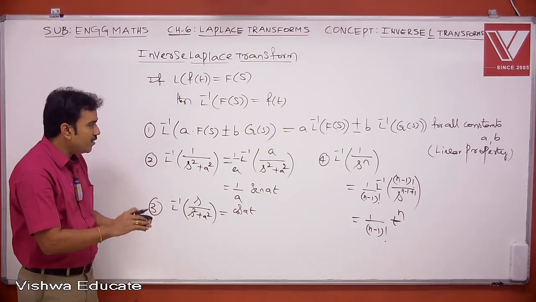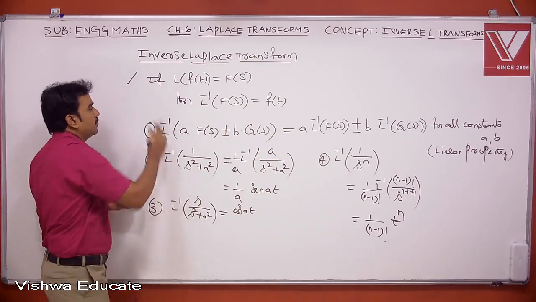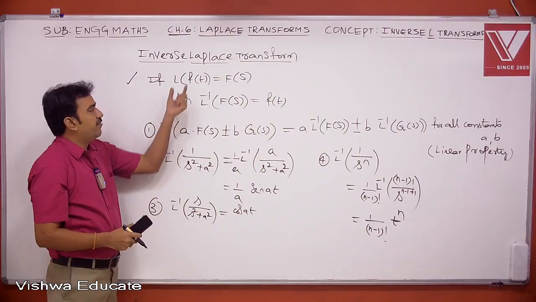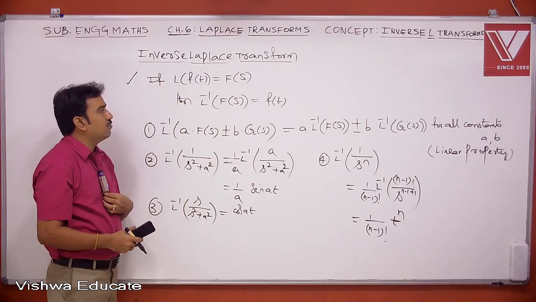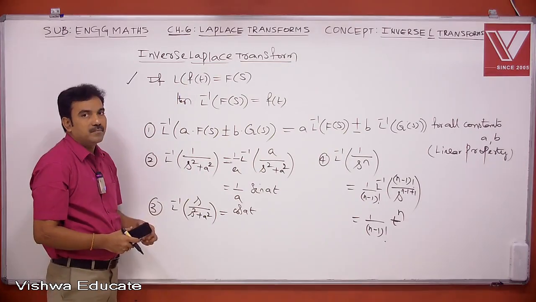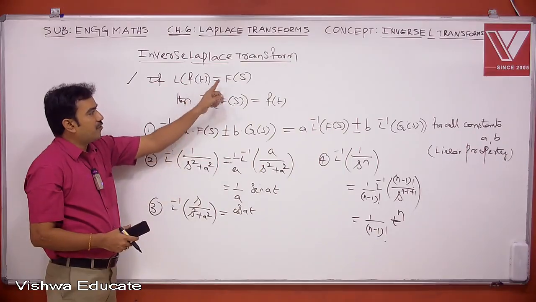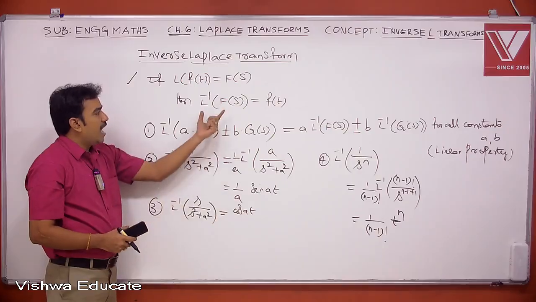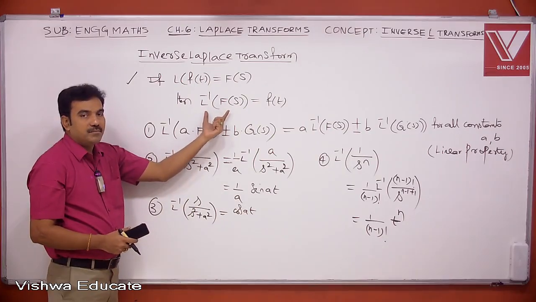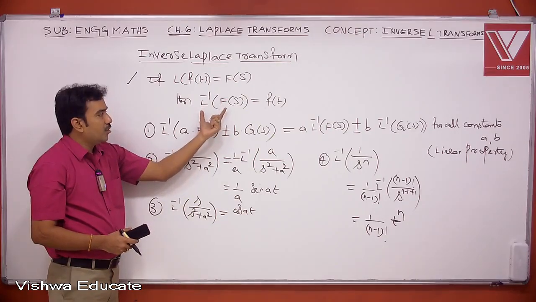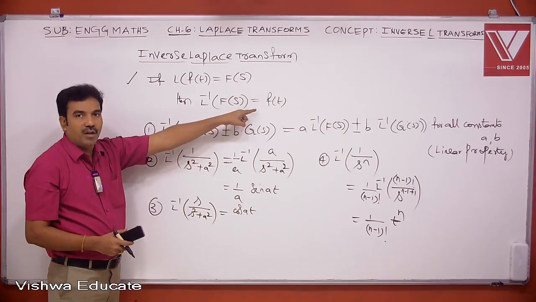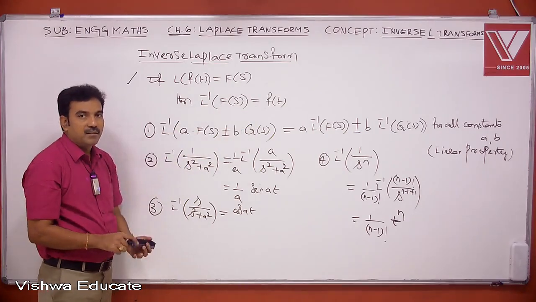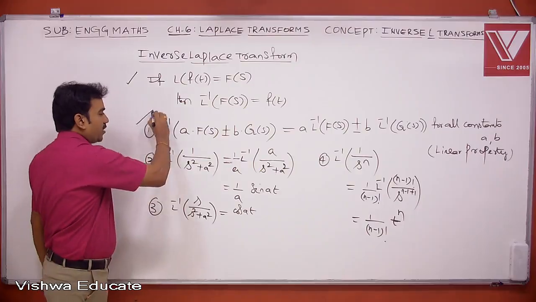So first write this definition. If L of f of t equals capital F of s, then L inverse of F of s equals small f of t. After that you can write these points.